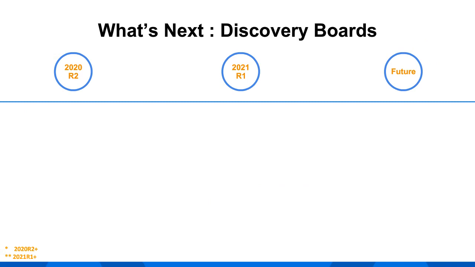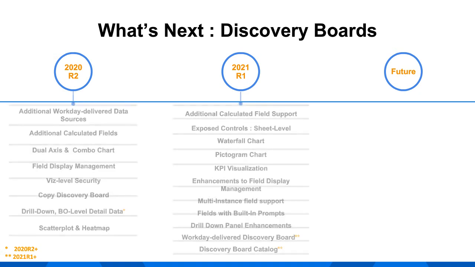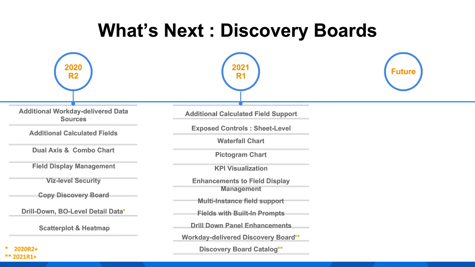So to tie everything together into the larger picture for the discovery boards roadmap, the left panel that you see here is a recap of the 2020 R2 features. Drill down and detailed data, as I mentioned and highlighted with an asterisk here, will be R2+. But in the middle, for 2021 R1, there are exciting things to look forward to.